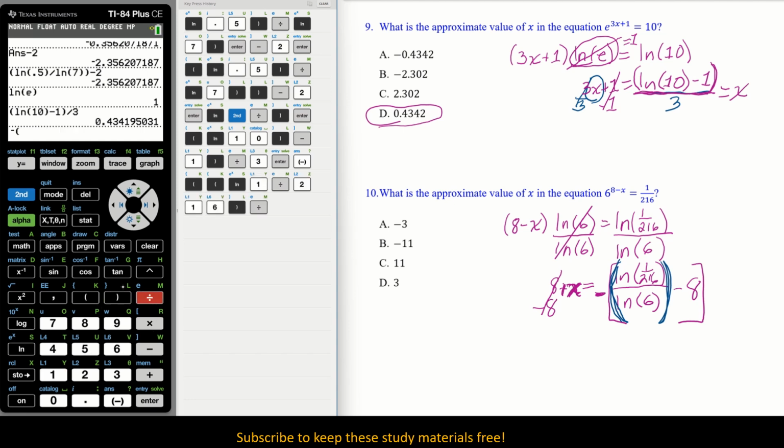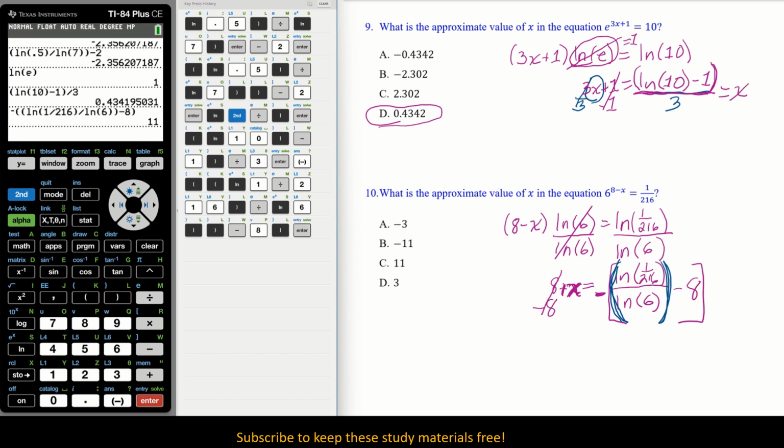Okay, now I push my division, natural log of 6, but I have to close my parentheses again. See, there will be 2. Okay, then subtract my 8. Okay, and then close my parentheses again. Let's push enter and hope it works. Otherwise, we can do it piece by piece. And it worked perfectly. The answer is 11.